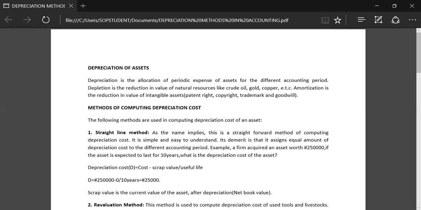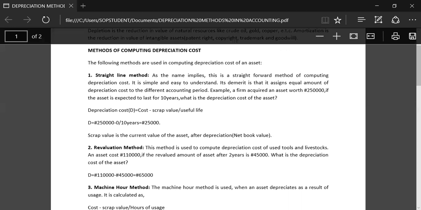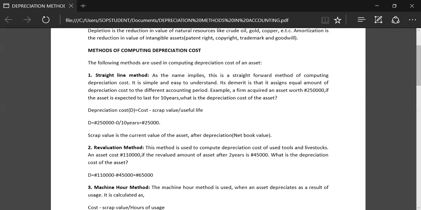How do we compute depreciation cost? There are different methods that can be used. The first is the straight line method. As the name implies, it's quite simple and easy to understand. It's simply a particular amount being reduced yearly from the value of the asset, an equal amount that is spread across the useful years of the asset.